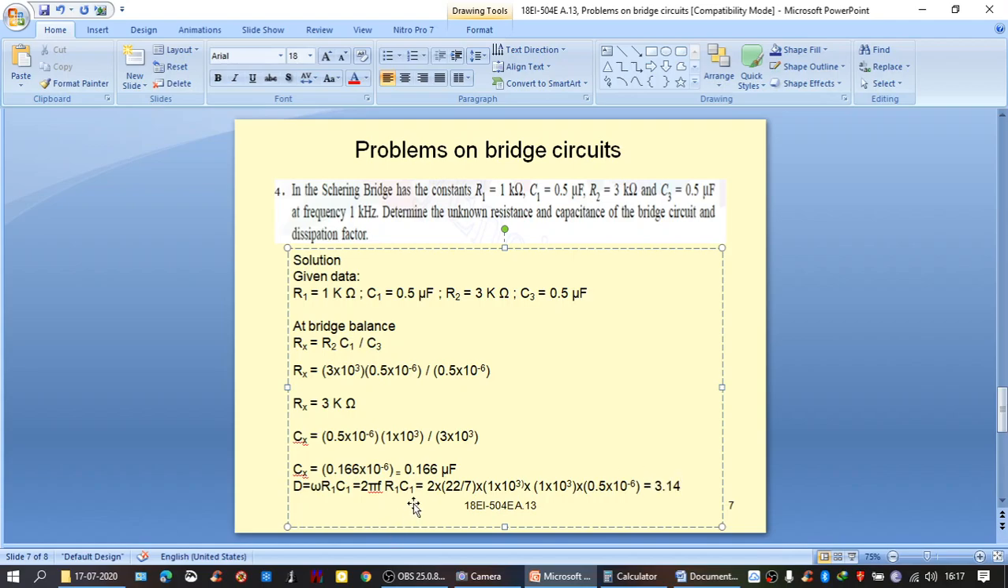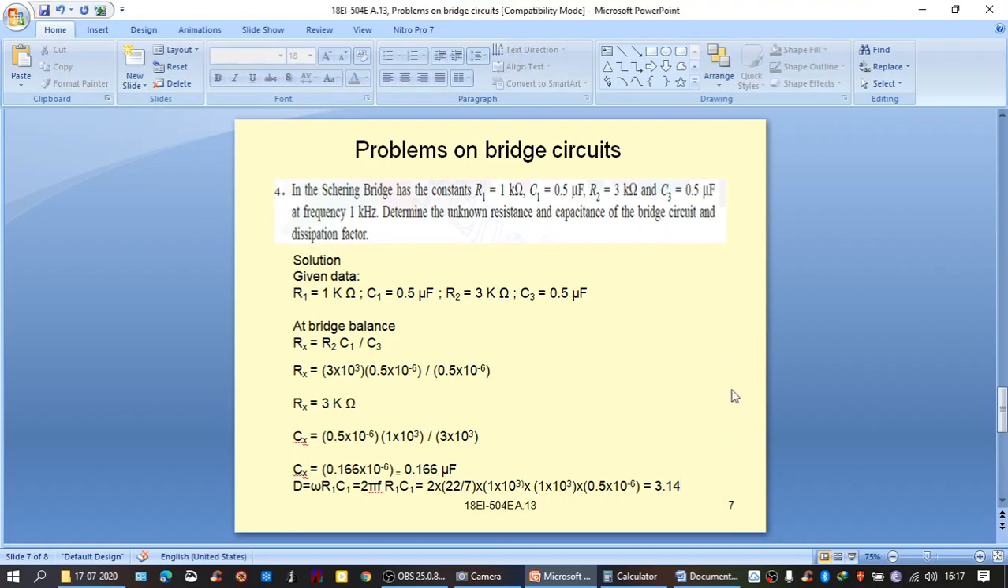And let us look into the exponential terms. 10 power 3 here, 10 power 3, 10 power 6 into 10 power minus 6. They get cancelled out. So the dissipation factor for the capacitance is 3.14. This is how we have to solve some simple example problems, even which may be asked in exams also. And here dissipation factor is a constant. It doesn't have any dimensions or any units.